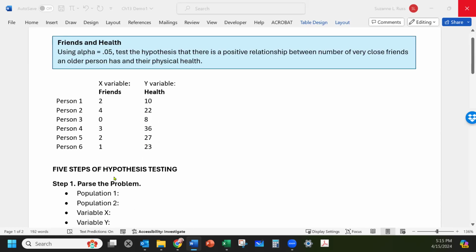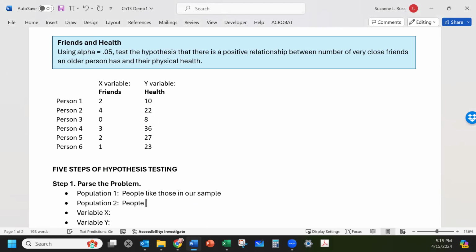So we'll start with the 5 steps of hypothesis testing. As we begin with step 1, population 1 and population 2 are going to be kind of different for correlations. We can see that we are having people like those in our sample. And we're comparing them to people with no relationship between the variables.